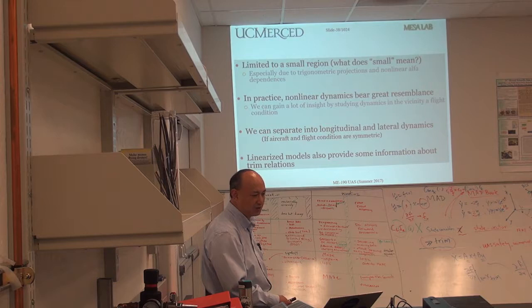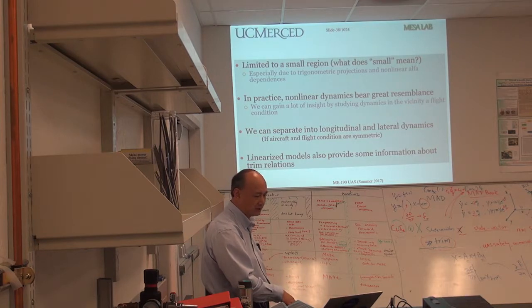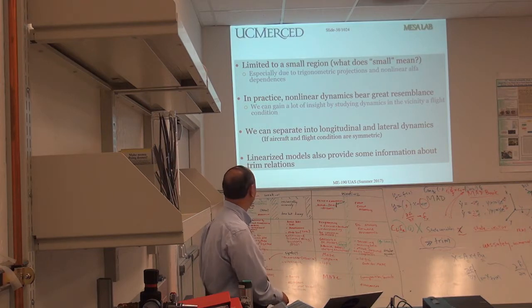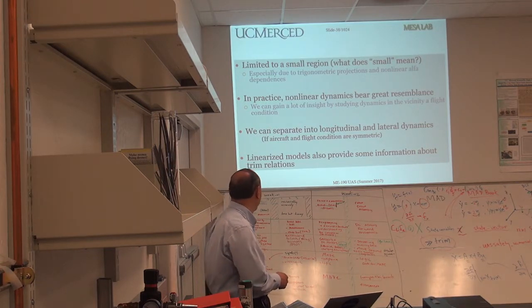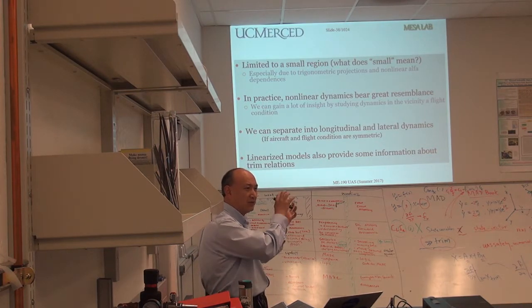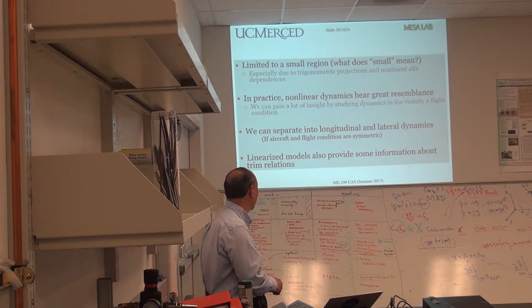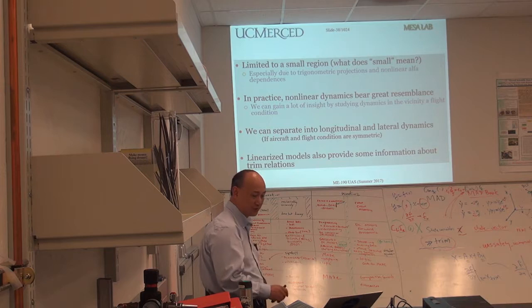But I said the neighborhood, meaning we consider the neighborhood of that region. The trigonometry and projections are nonlinear in alpha dependence. In practice, nonlinear dynamics have some resemblance, and we can gain a lot of insight by studying dynamics in the vicinity of the flight condition. So we understand how it behaves at the equilibrium point instead of over the whole envelope of conditions. We can separate into longitudinal and lateral dynamics. If the conditions are symmetric, linearized models provide some information about trim relationships.